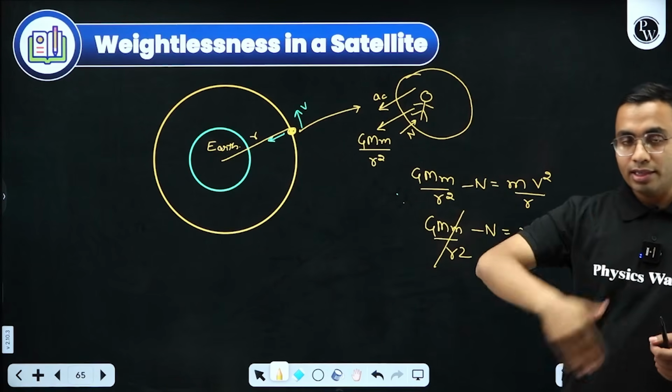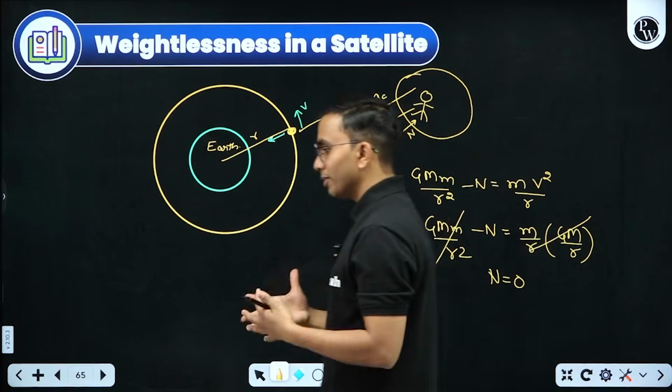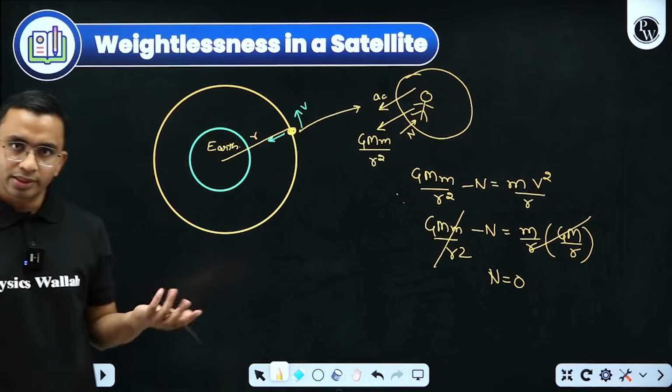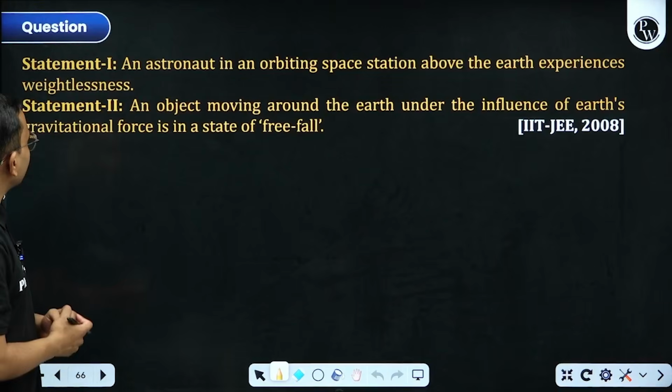The astronaut will feel weightlessness, and from common sense also we can say, as it is in a free fall condition, he should feel weightlessness. Now let us discuss this question.